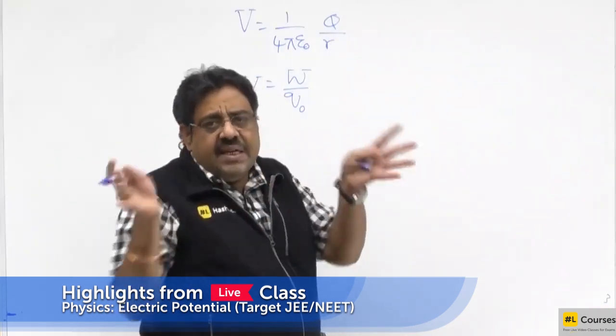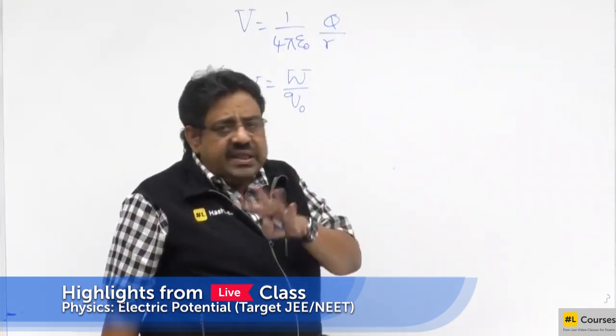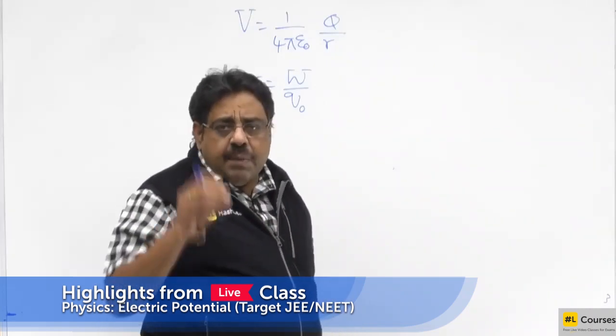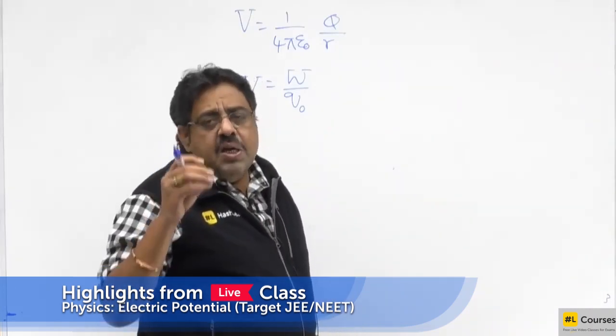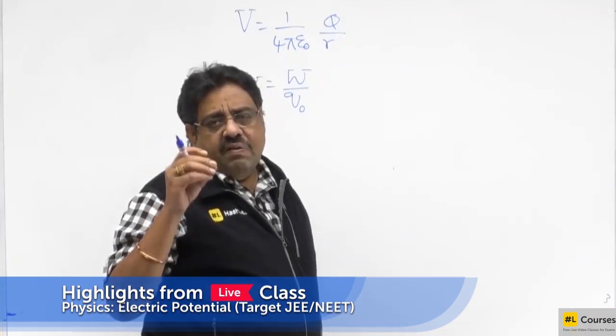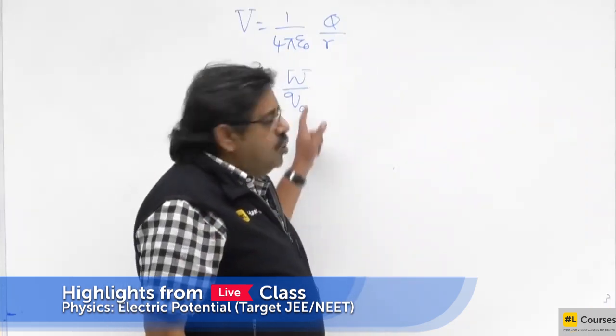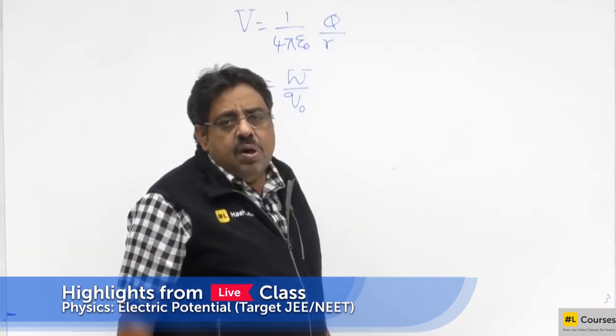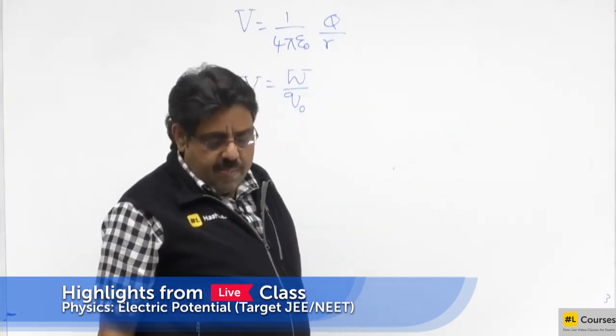Electric field is present, it is established in space. What is the cause? We don't know. Then at a point, how do we find out potential? Bring a small test charge from infinity to that point. The amount of work done is W. Then divide W by Q naught. That gives potential at that point.